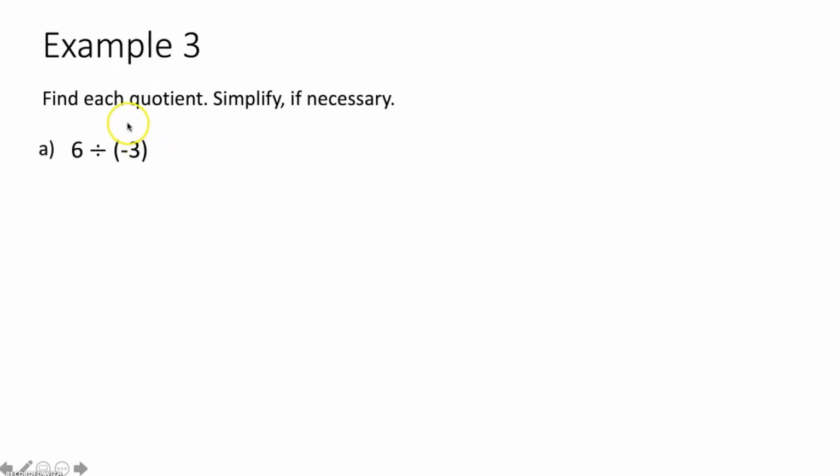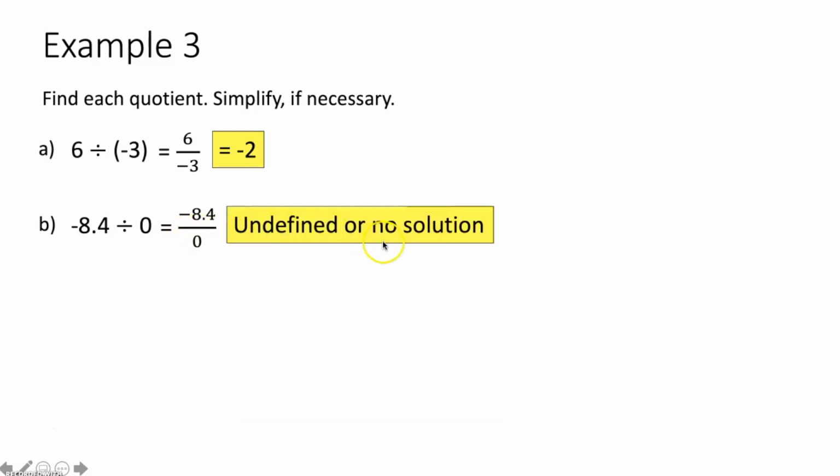Now example 3 says find each quotient, simplify if necessary. So we have 6 divided by -3. And we said anytime you're dividing two numbers that have different signs, your quotient, your answer, is going to be negative. So 6 divided by -3 is going to equal -2. Part B, we have -8.4 divided by 0. Now we said earlier that anytime you're dividing by 0, your answer should be undefined or no solution.